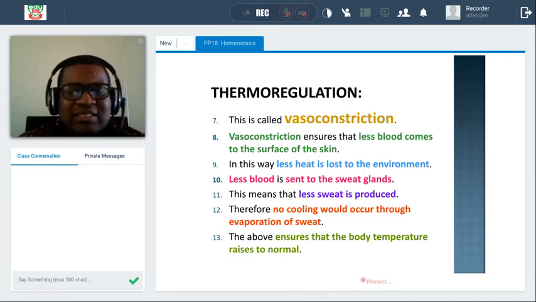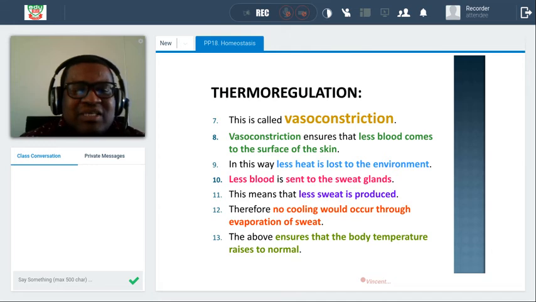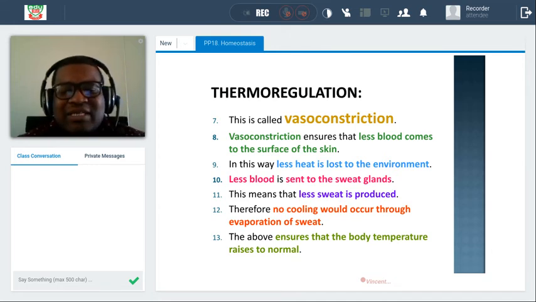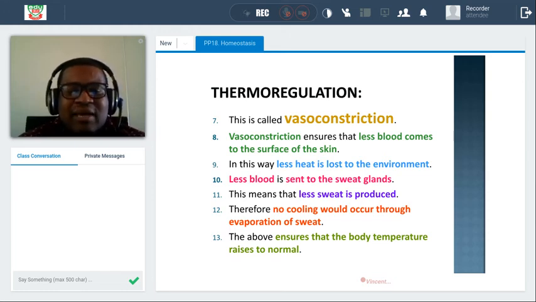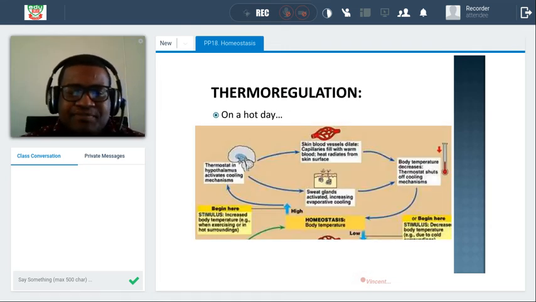So less blood is sent to the sweat glands also. This means that less sweat is produced. Therefore, no cooling will occur during the evaporation of the sweat. So that will make sure that the body temperature will rise back to normal.